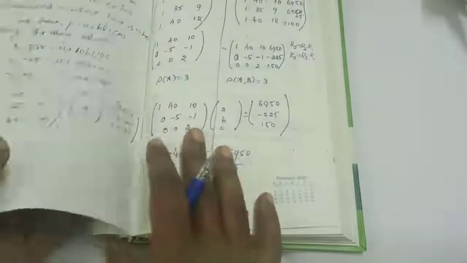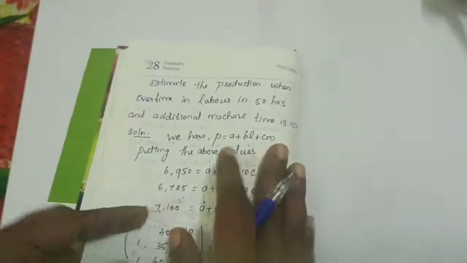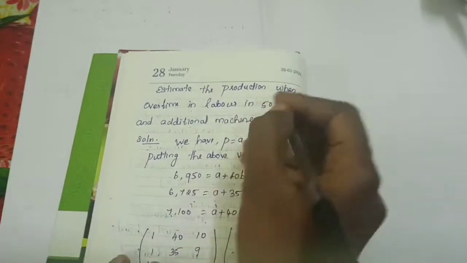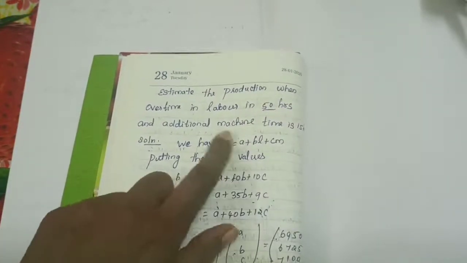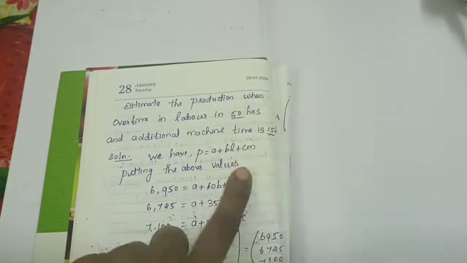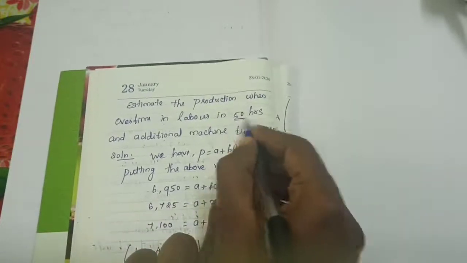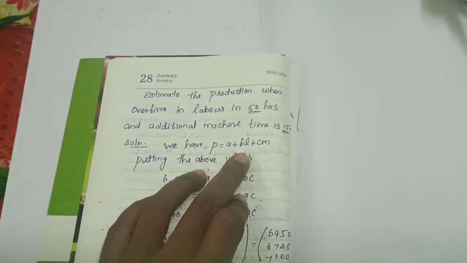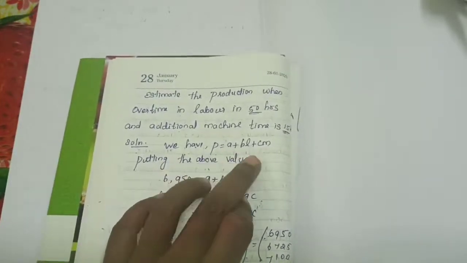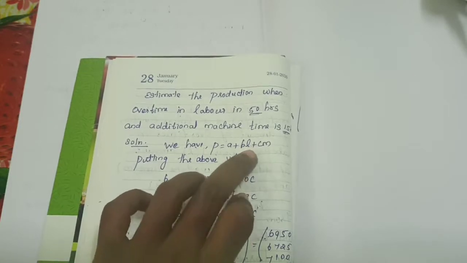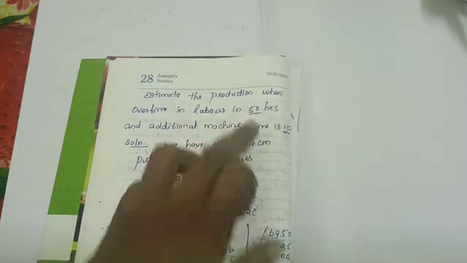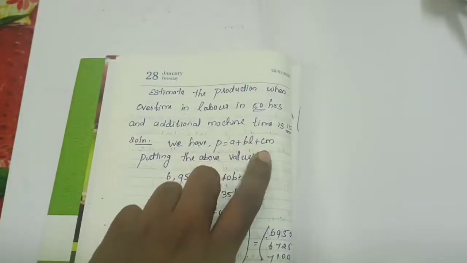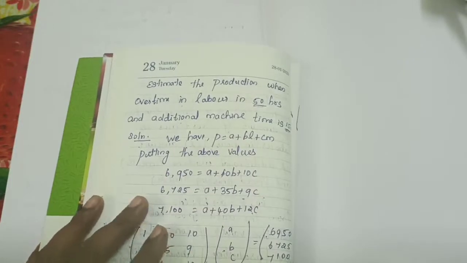Next is estimate the production when overtime labor is 50 hours. This 50 is L. Then additional machine time is 15. That is the value of M. So it is L, it is M. So from the given question, P is equal to A plus BL plus CM. A value, B value, C value you need to find. At L is equal to 50, M is equal to 15. So finally you need to substitute all the values in this particular equation and you need to find the answer.